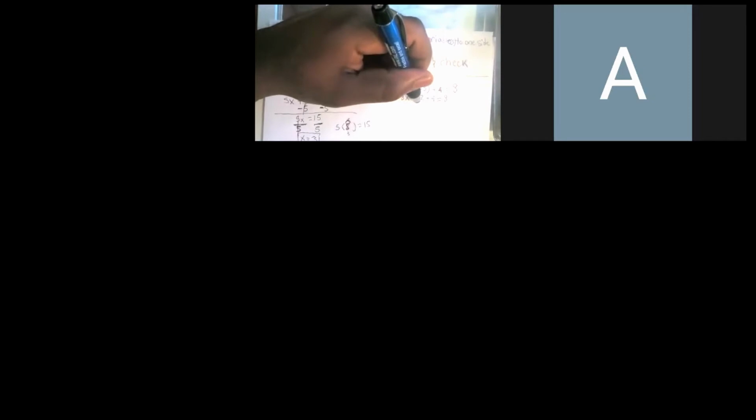We have 2 integers that have no variable. We have a negative 12 and a positive 4. These are like terms. I can combine these.